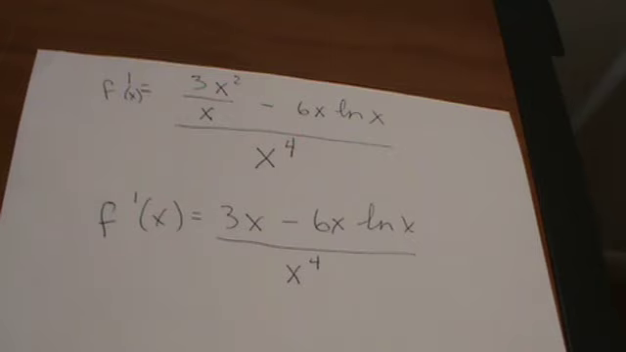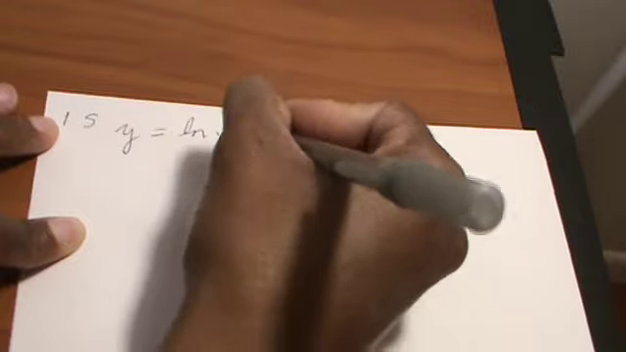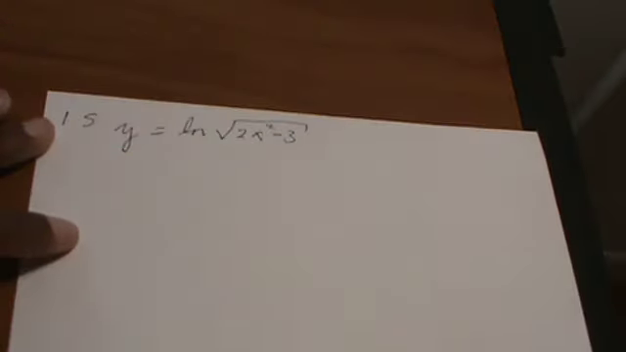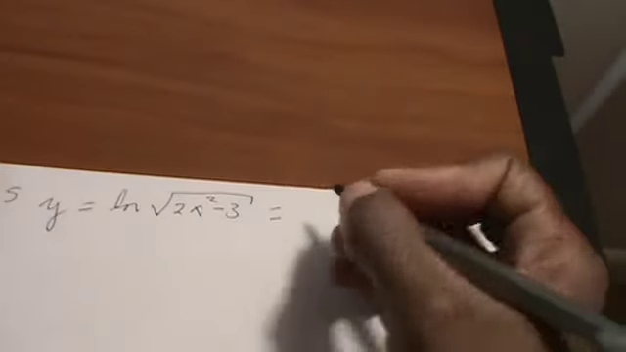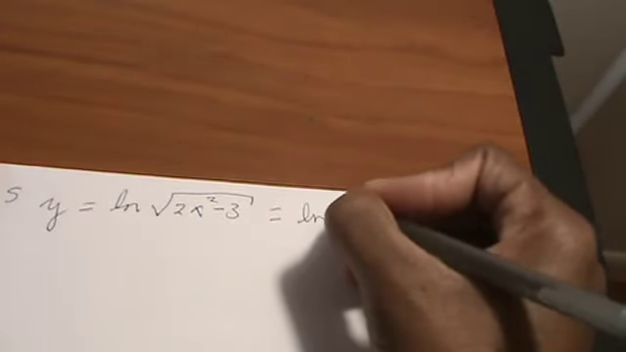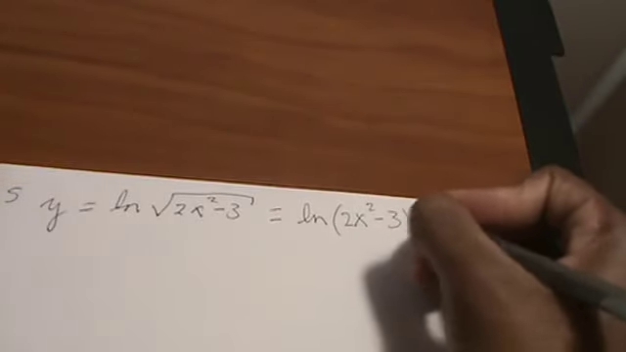Let's take a look now at problem number 15, as in 1, 5. And that reads as y equals the natural log of the square root of 2x squared minus 3. All right, so if I read that out loud, it says the natural log of the square root. So the natural log is acting on the square root. So the natural log is the thing that you have to worry about. So this is the natural log first, rather, 2x squared minus 3 to the 1/2 power.